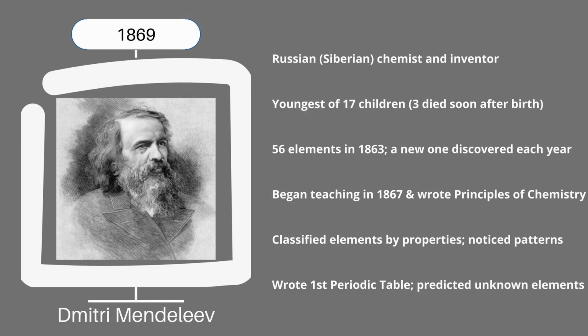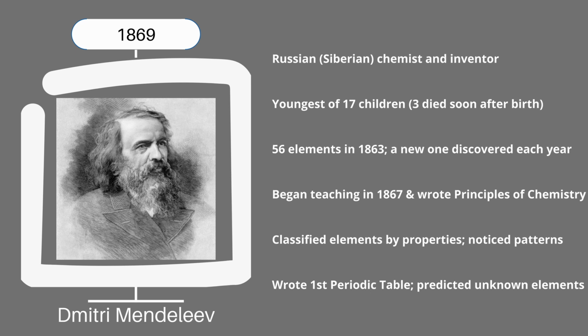With all the chemistry that has been happening up until this point, we finally get to a watershed moment in chemistry itself with the Siberian chemist Dmitry Mendeleev. He was the youngest of 17 children. However, 3 of his siblings passed away soon after birth. In 1863, there were a total of 56 known elements, with new elements being discovered about 1 a year after that. Compare that to the 118 natural and synthetic elements that we have today.